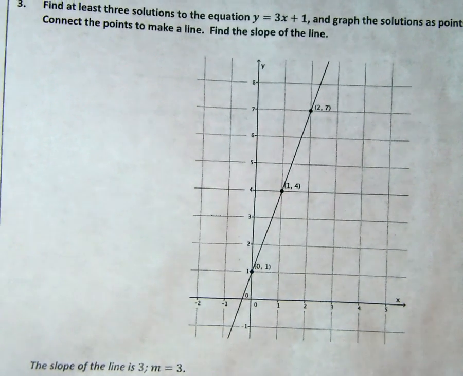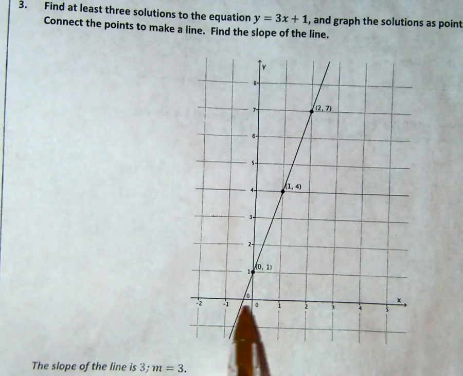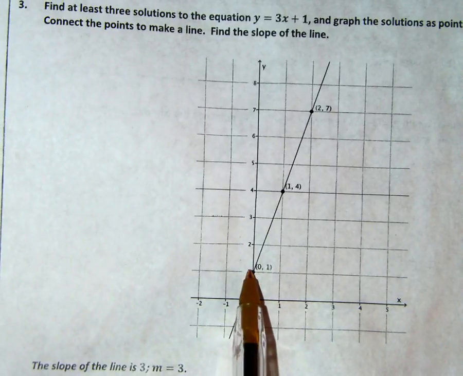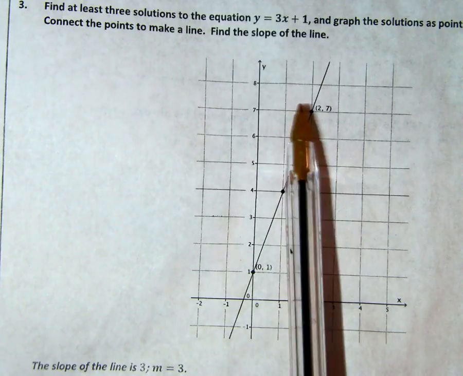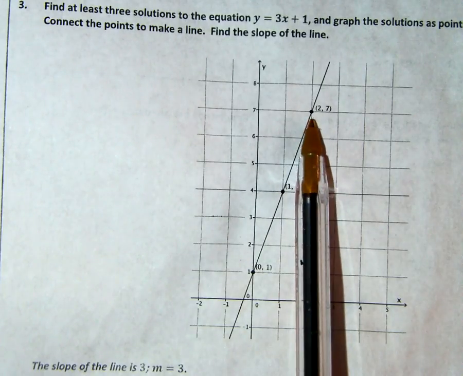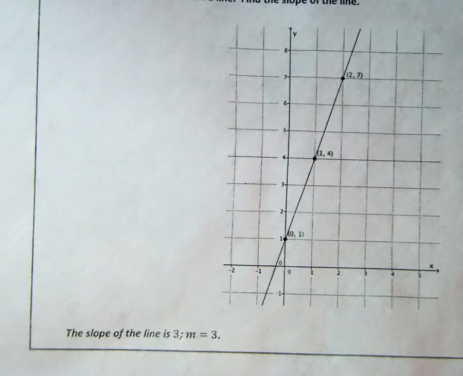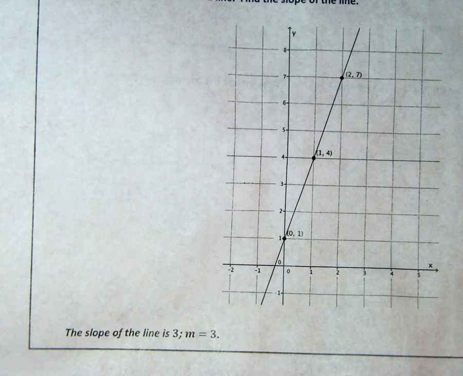All right. So this is what your graph should look like. When x is 0, y is 1, when x is 1, y is 4, and when x is 2, y is 7. The slope of this line is going to be m equals 3.